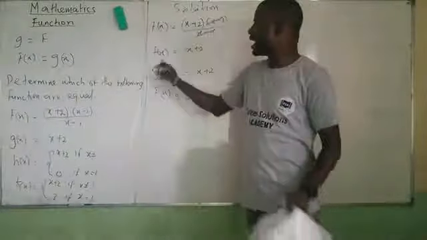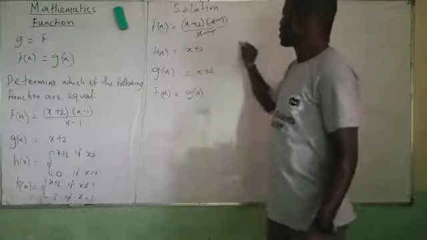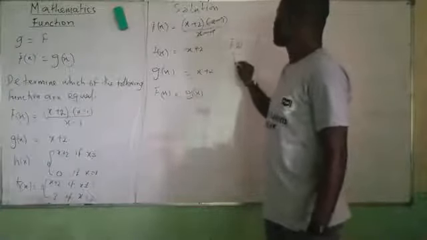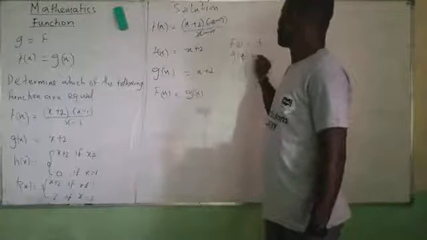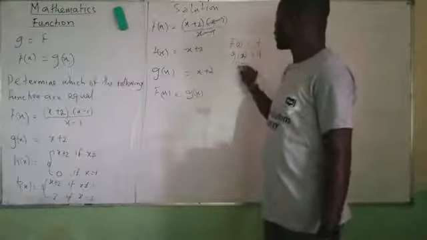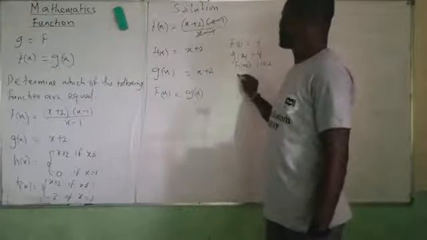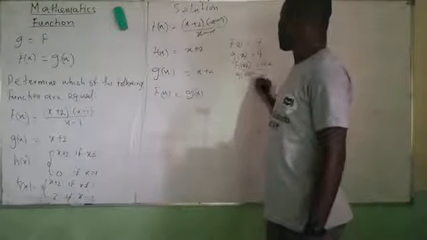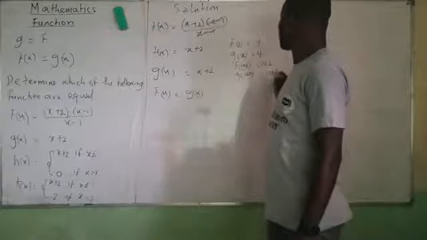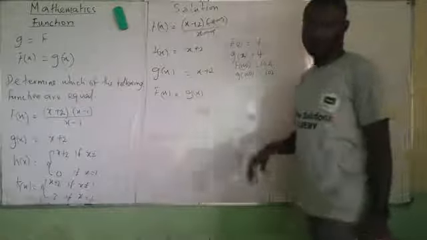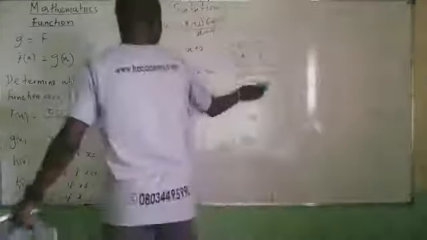For instance, f of 2 will be equal to what? 4. g of 2 will be equal to 4. f of 100 will be equal to what? 102. g of 100 will be equal to what? 102. That is what it means: at any given time it is equal. That's what is called equality of a function.